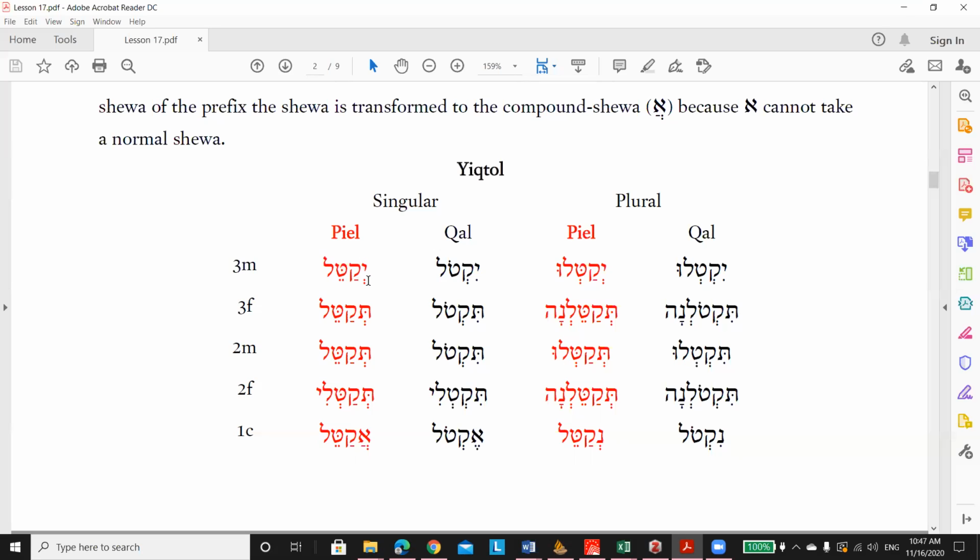Okay, no problem. Yekatel, he will kill. Yeah, continue, please. Because yiktol is basically the future form, it has the future meaning. Later on, when you take Hebrew readings, you will be introduced to some other functions of yiktol. But so far, for our purposes, we translate yiktol just like a future tense. So yekatel, he will kill.